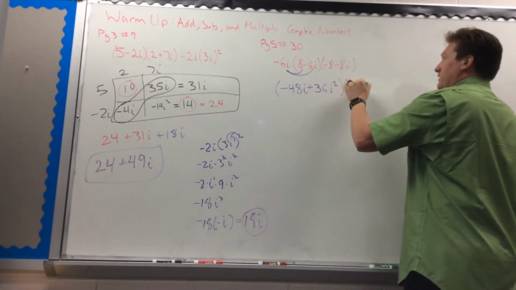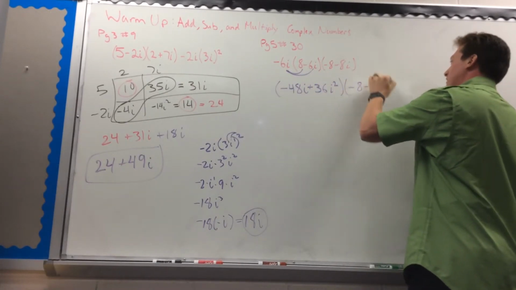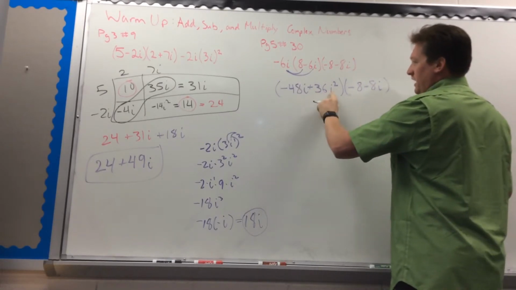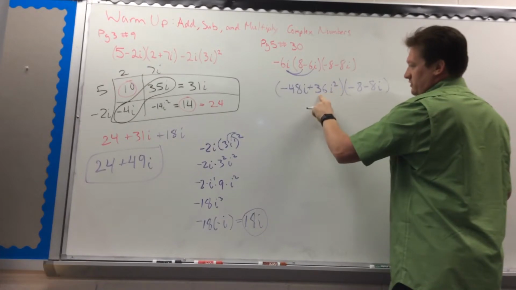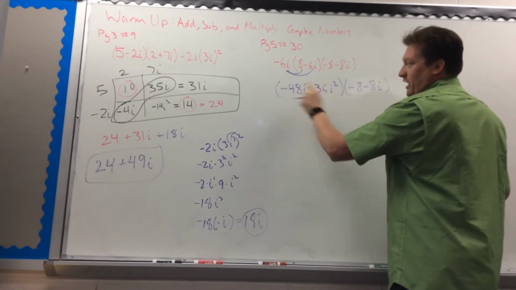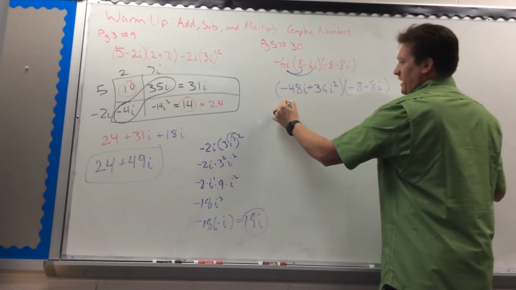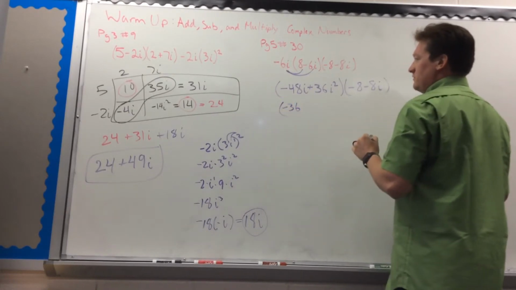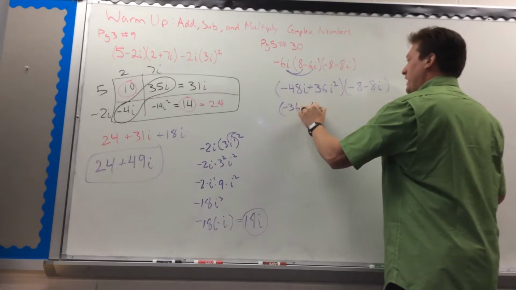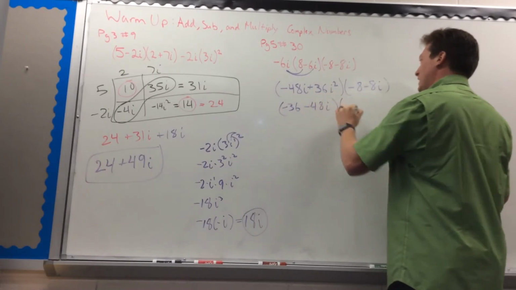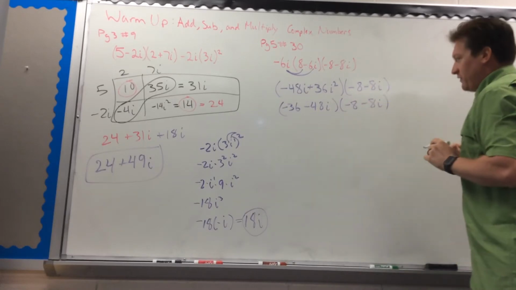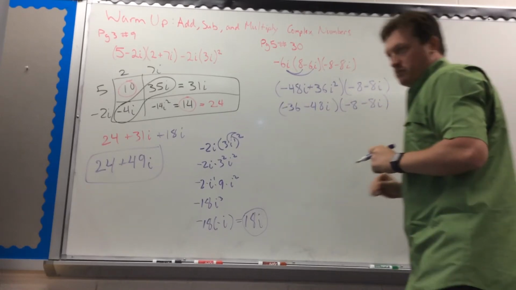And now here I've got negative 8 minus 8i. Before I do that, I'm going to go ahead and simplify this part if I can. I know that 36i squared is just going to become negative 36, which will pull out in front of this one. So now I've got negative 36 minus 48i. I'm going to multiply that by negative 8 and negative 8i. So we're going to have some big numbers here. I don't have those memorized.